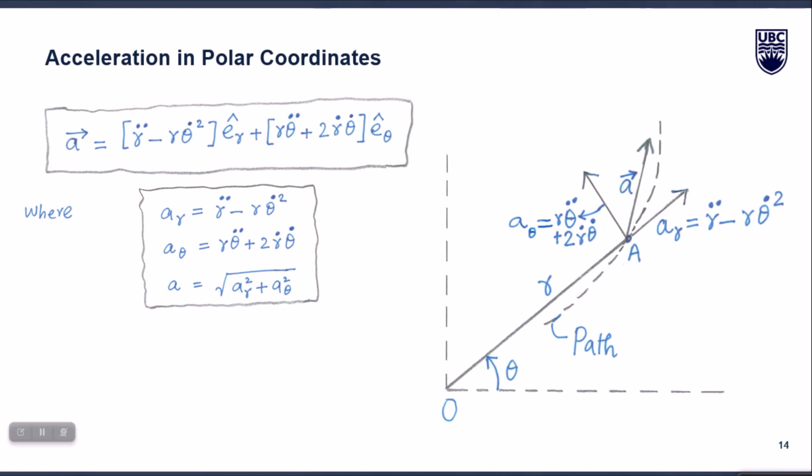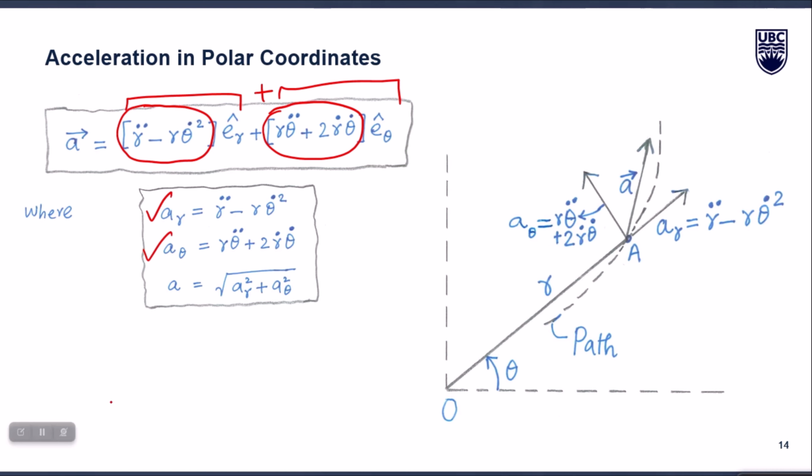Acceleration, we have written it as a sum of this vector plus this vector. This whole vector is the r component of acceleration, its magnitude is this quantity, and its direction is E sub r. And the second vector was the theta component of acceleration with a magnitude equal to this quantity, which I am encircling now. We can call them A sub r, A sub theta.